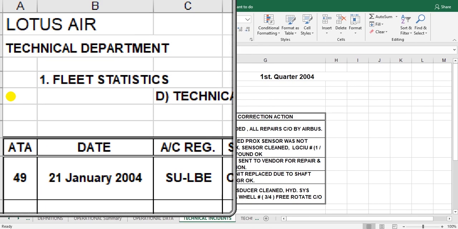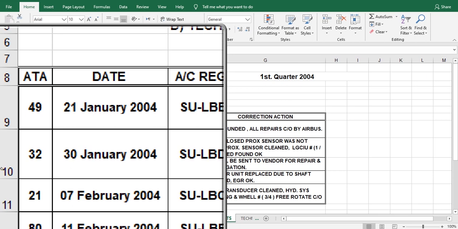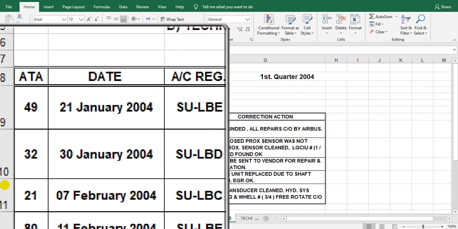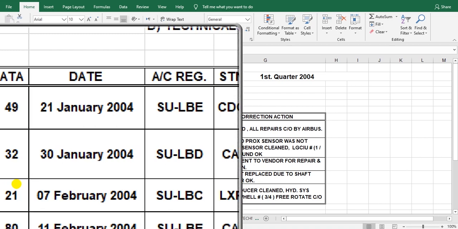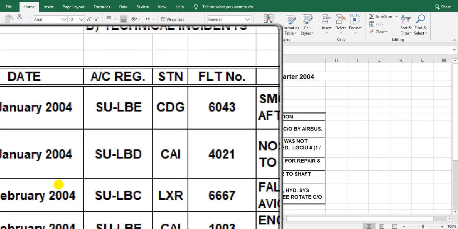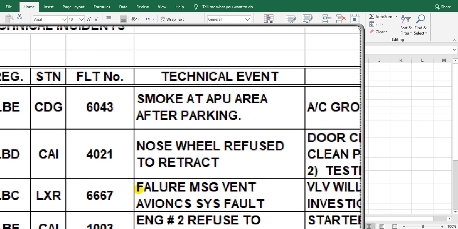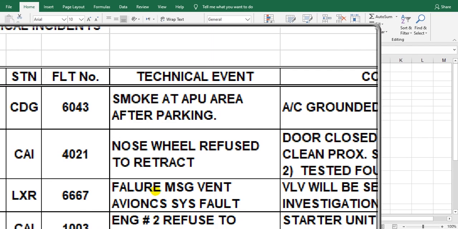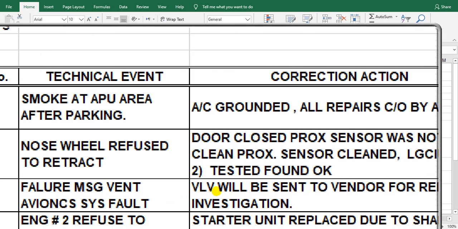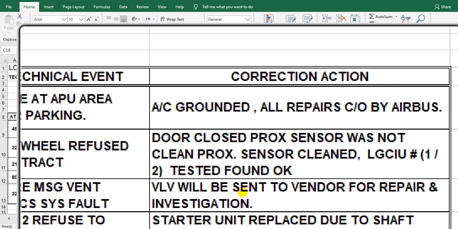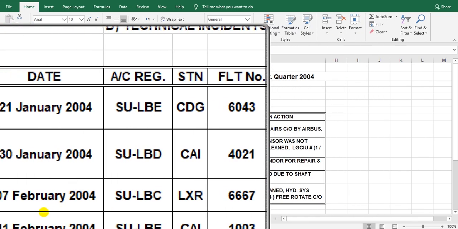Another page here. Technical department, fleet statistics, technical incidents. Here is the, what about that incidents? At chapter 49, the APU, auxiliary power unit, the date, and this is the aircraft registration, the station, flight number, technical event: smoke at APU area after parking. Where? In Charles de Gaulle. The corrective action, aircraft grounded. All repairs carried out by Airbus, because Airbus is in France, the manufacturer.